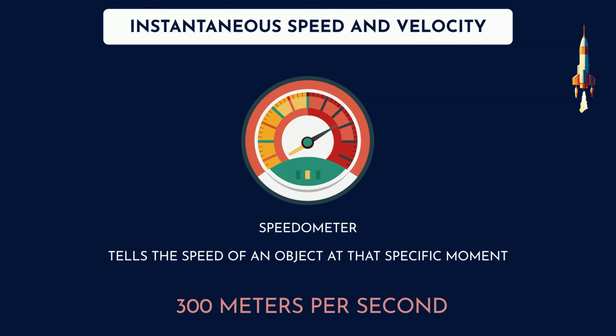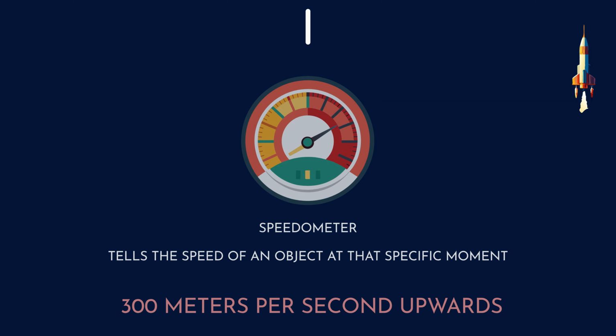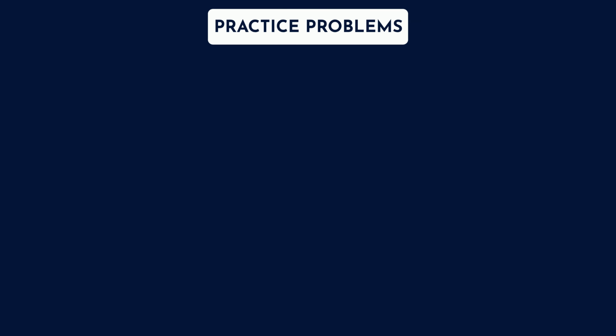Instantaneous velocity, on the other hand, also includes the direction. So if the rocket is moving 300 meters per second straight up, the instantaneous velocity would be 300 meters per second upwards. Now it's your turn.